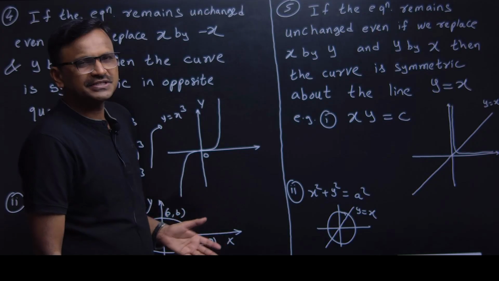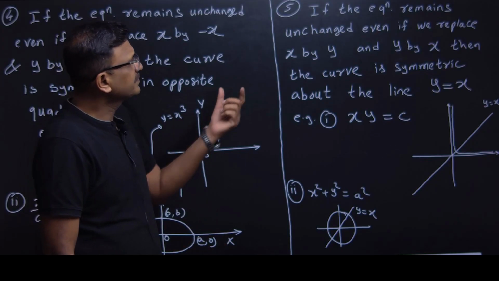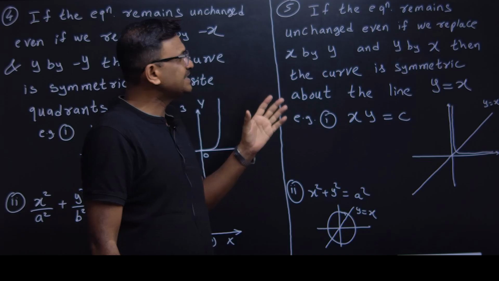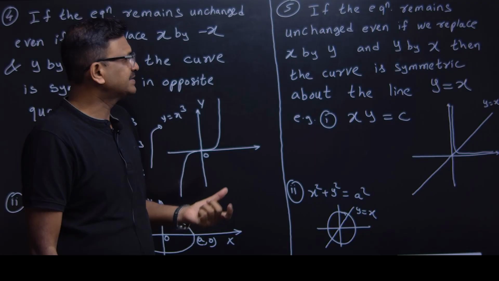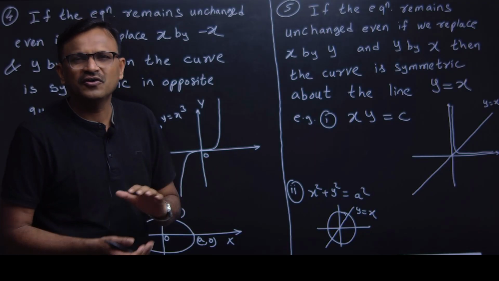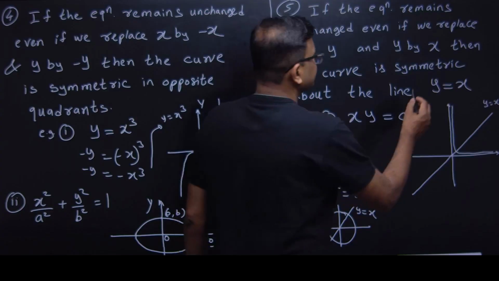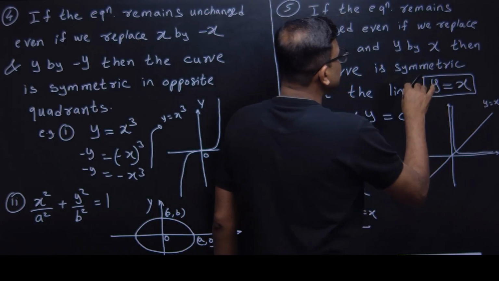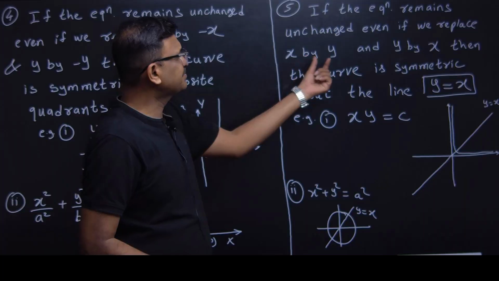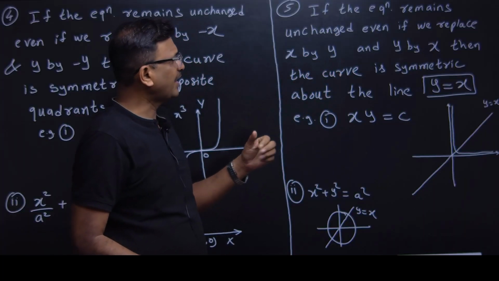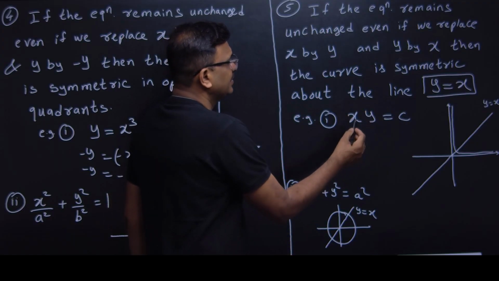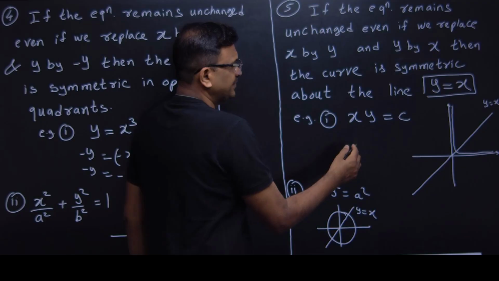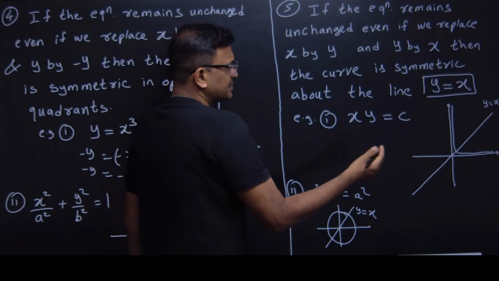Then the next rule to check symmetry is that if the equation remains unchanged, even if we replace x by y and y by x, then the curve is symmetric about the line y is equal to x. What does this rule tell us? That wherever there is x, if you replace it by y, and y by x, like in this example, the equation x into y is c, we know that is a hyperbola, which we'll study in graphics.